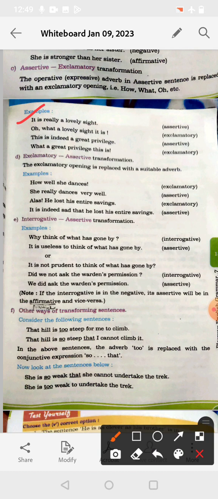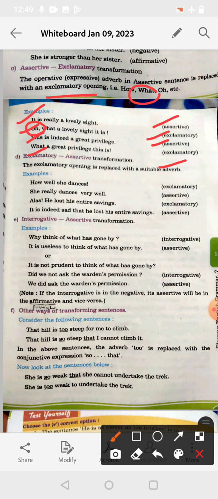It is really a lovely sight. This one is an assertive sentence, but when we are changing it into exclamatory, it will be, oh, what a lovely sight it is. You can notice that it is starting with oh. The opening is exclamatory, right? Now, this is indeed a great privilege. This is an assertive sentence, but when we are changing it into exclamatory, it will be, what a great privilege this is. You can notice we have used the exclamatory opening.